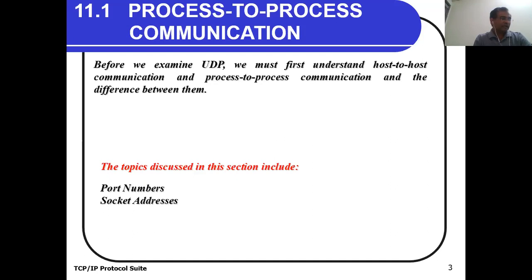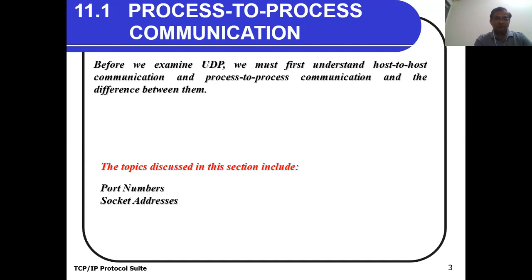IP is responsible for communication at the computer level, that is host-to-host communication. As a network layer protocol, IP can deliver the message only to the destination computer. However, this is an incomplete delivery. The message still needs to be handed to the correct process. So this is where a transport layer protocol, such as UDP, takes over. UDP is responsible for delivery of the message to the appropriate process.